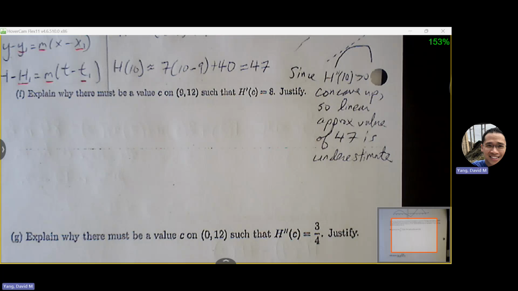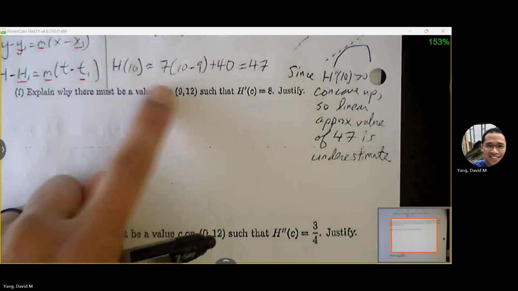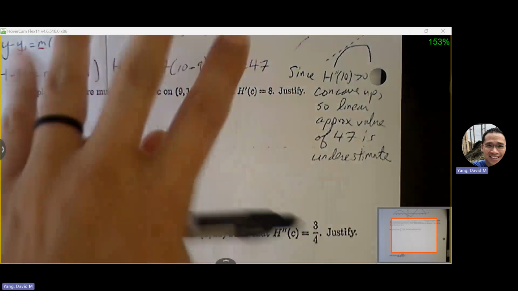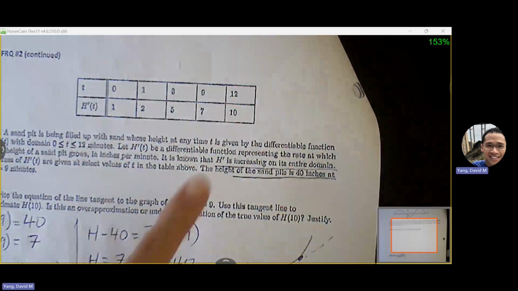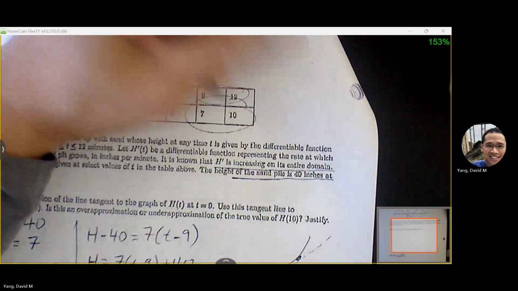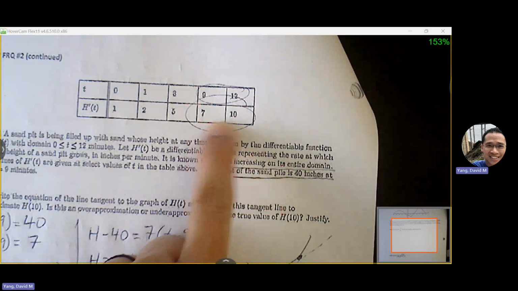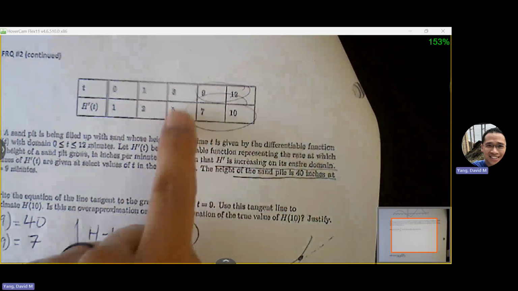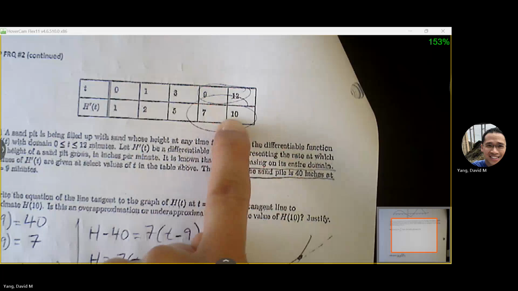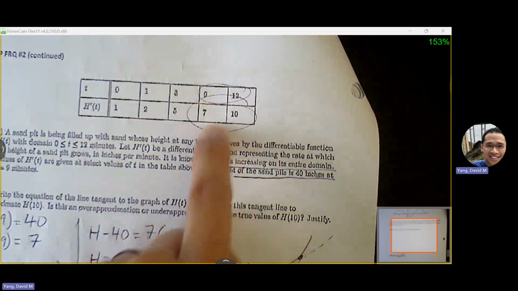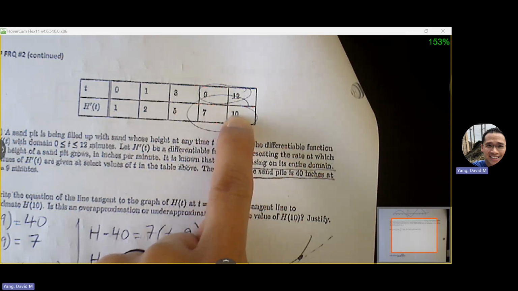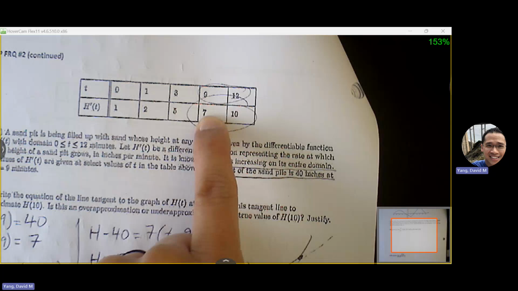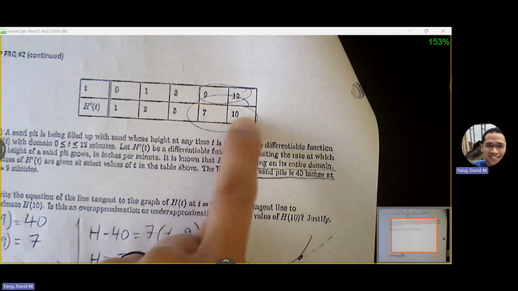Part F, explain why there must be a value C between 9 and 12 such that H prime of C is equal to 8. Well, we have an H prime graph here, right? Between 9 and 12, can we guarantee that our H prime is going to hit 8 somewhere between? We can, right? It's a continuous function. We're initially at 7 inches per minute, then it rises to 10 inches per minute. It's got to pass 8 inches per minute somewhere between. So this is an IVT.